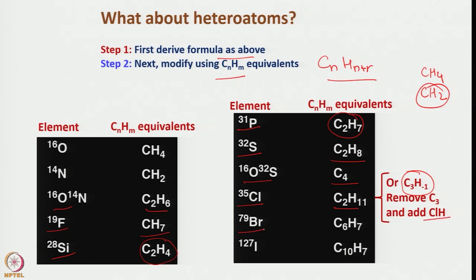And if bromine is there, you can take out C6H7, which will come around 79. Or if you consider 81, then you have to take out C6H9, and for 127 iodine, you can take out C10H7.